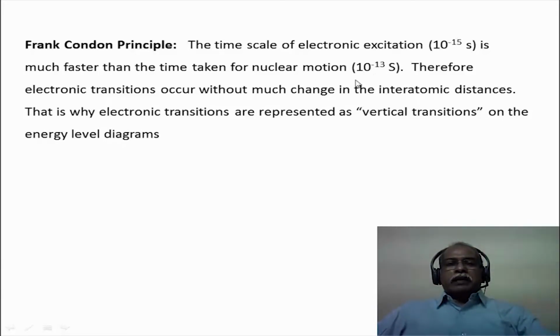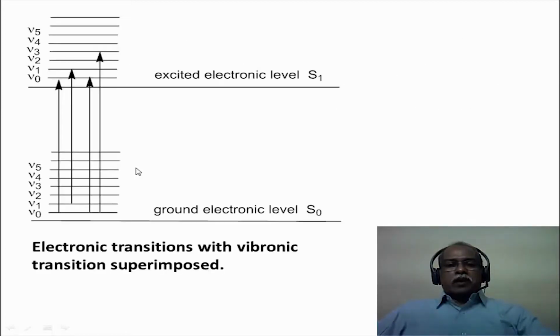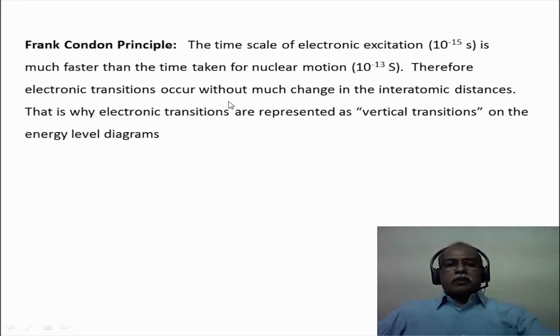Therefore, during an electronic transition, there is not much change in the relative positions of the interatomic distances. That is why electronic transitions are often represented as vertical transitions on the energy level diagram. In other words, while going from this state to this particular state, the nucleus essentially stays put in the same position. There is no vibration or motion of the nucleus taking place from its equilibrium position. And this is what is known as the Franck-Condon principle.